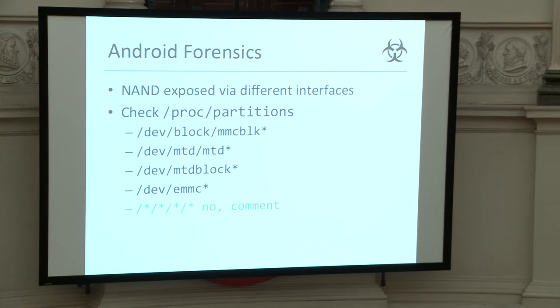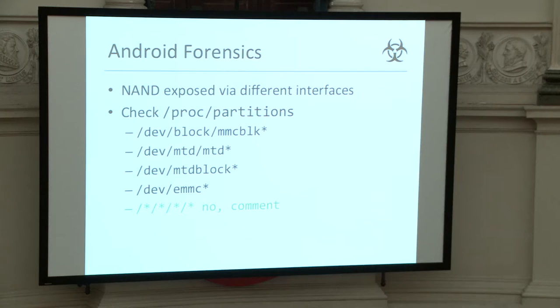Okay, so another note is NAND gets shown differently on different devices. I've got a Nexus 7, I've got an S5, I've got this S3. And so basically when I plug up and I'm looking for the storage, what interface do I want to grab all the data off of, I've seen all of these. So if you look under proc partitions on the device, that'll tell you where that NAND storage is exposed so that you can grab it correctly.